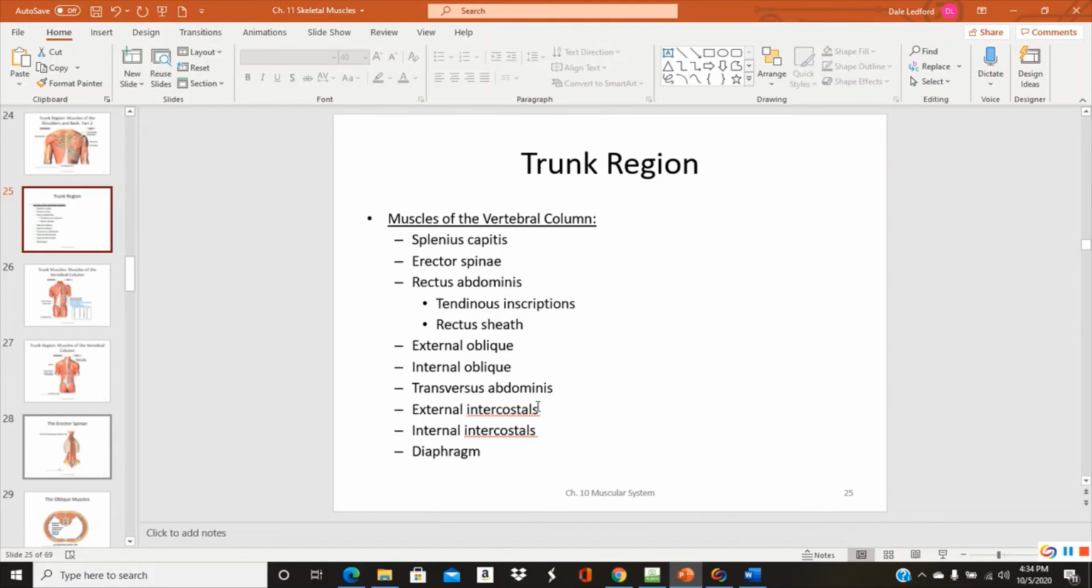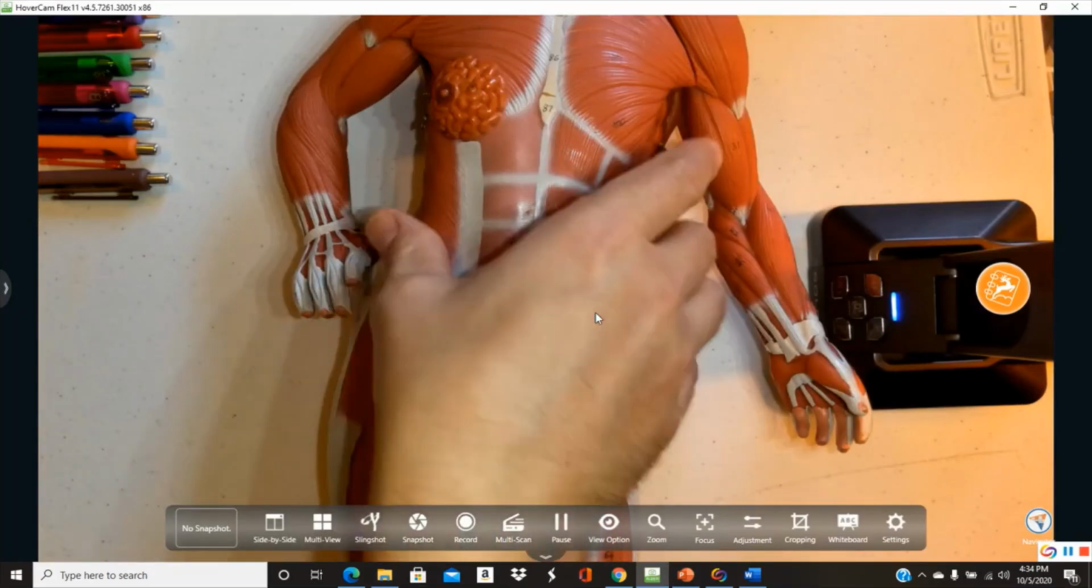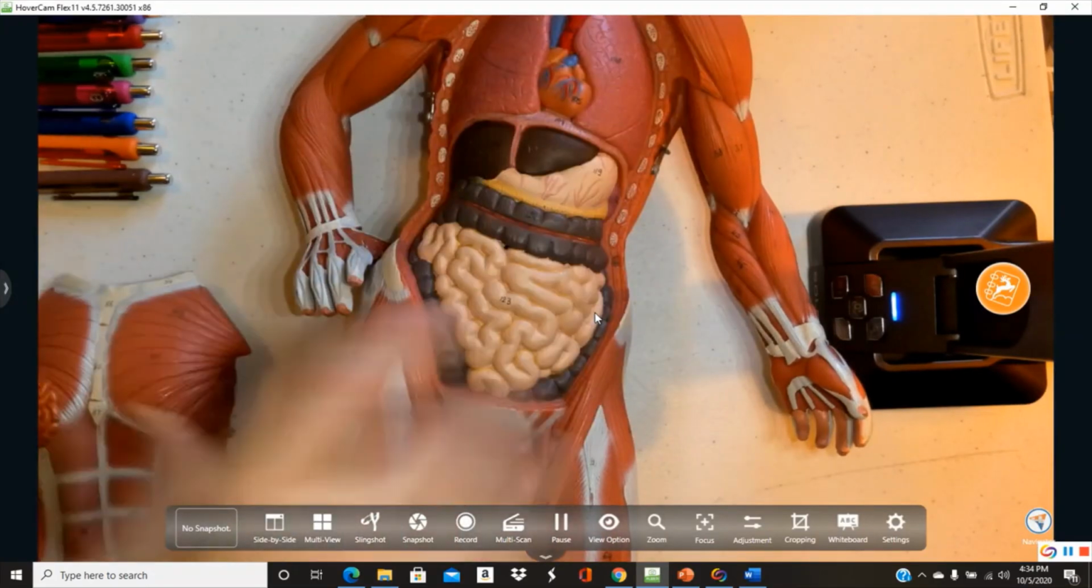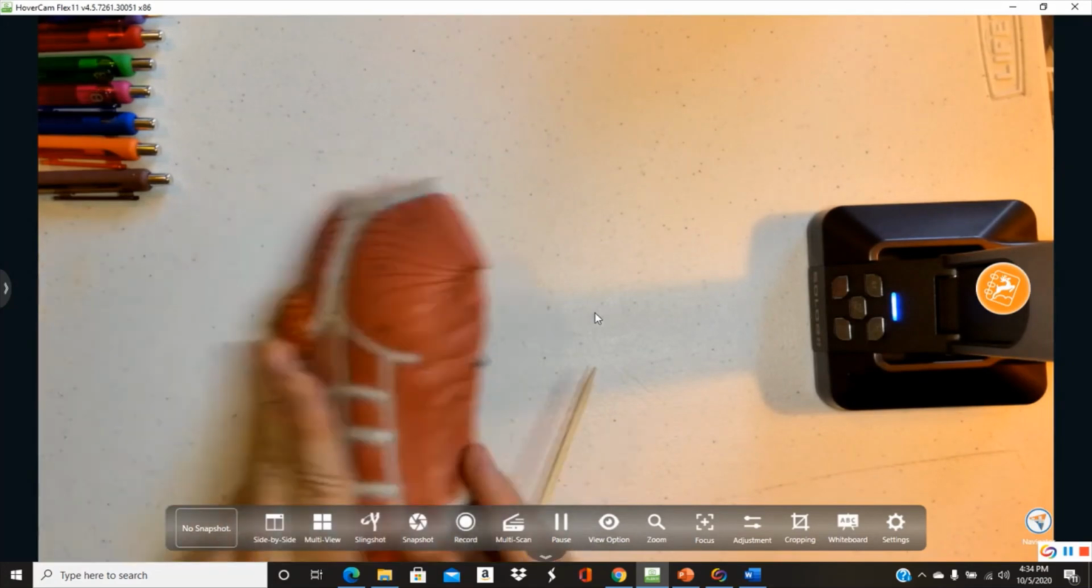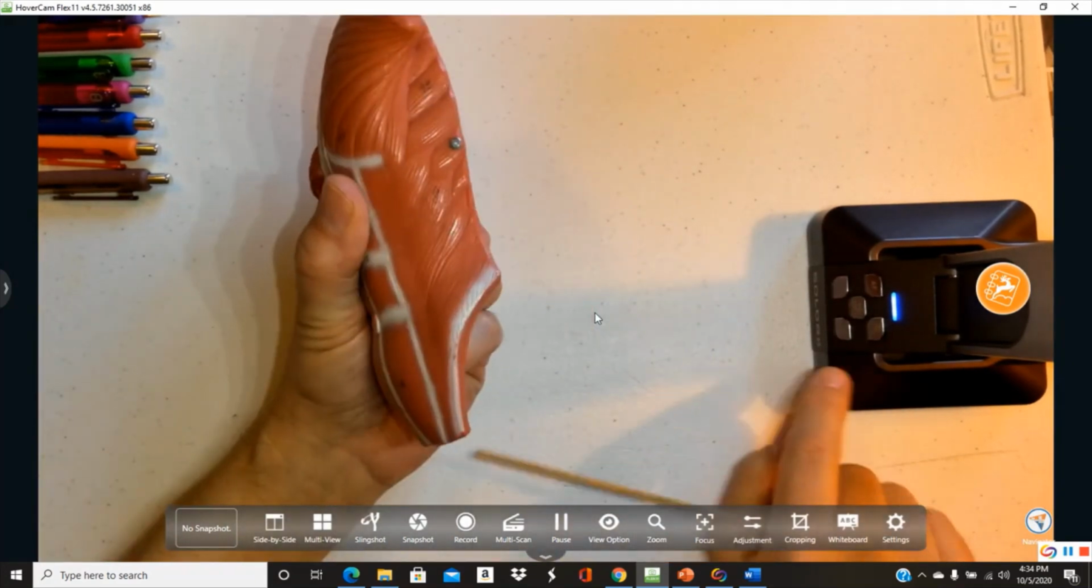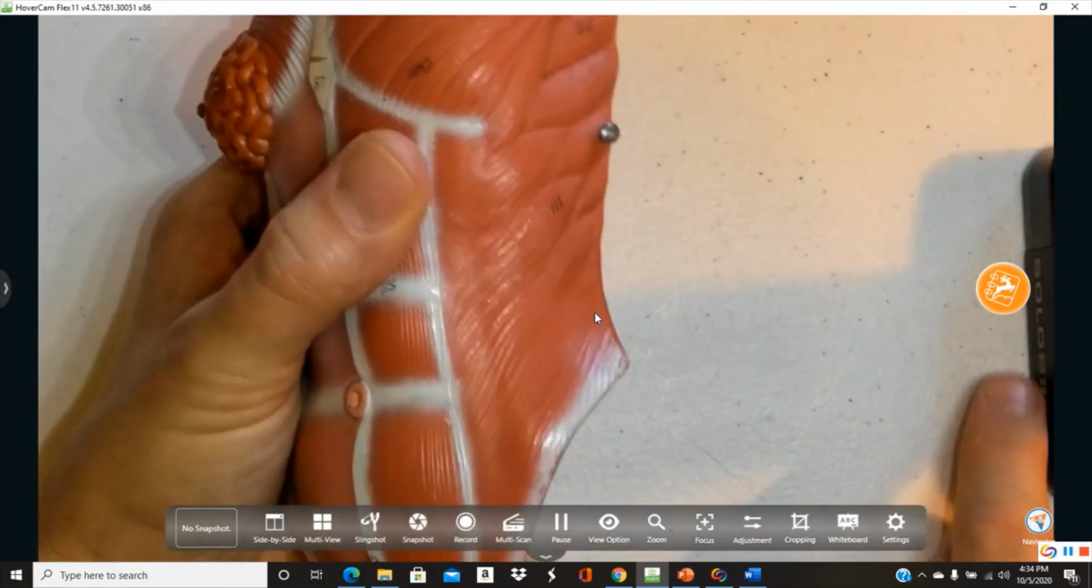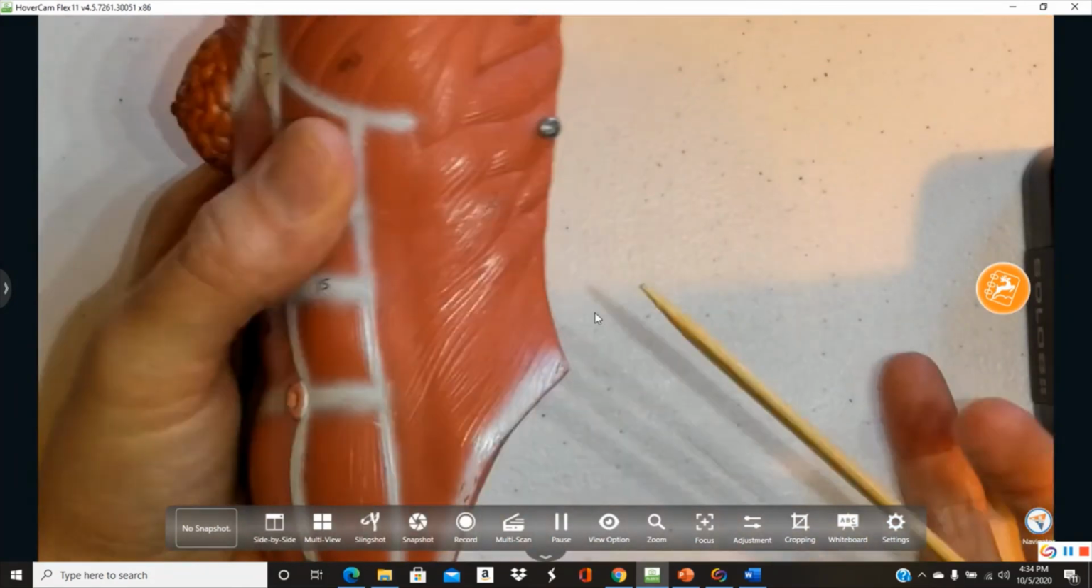Now, to see this best, I'm actually going to take this off my model and start with these. And I'm going to zoom in considerably here.